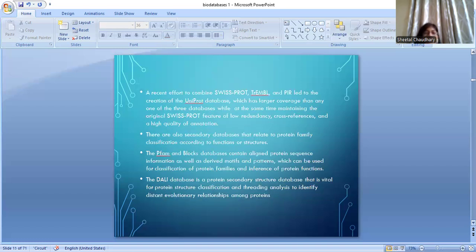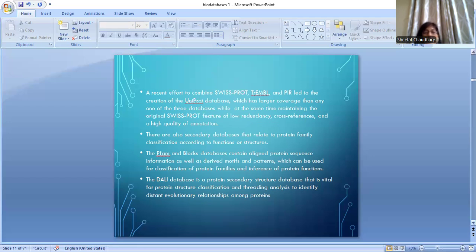A recent effort to combine SwissProt, TrEMBL, and PIR led to the creation of the UniProt database, which has larger coverage than any one of the three databases, while at the same time maintaining the original SwissProt features of low redundancy, cross-references, and a high quality of annotation.